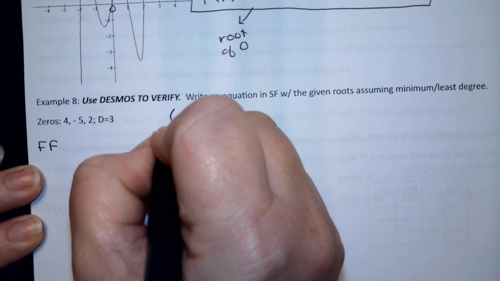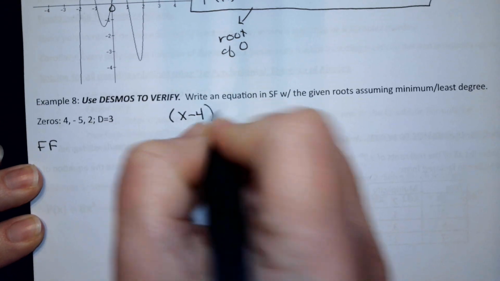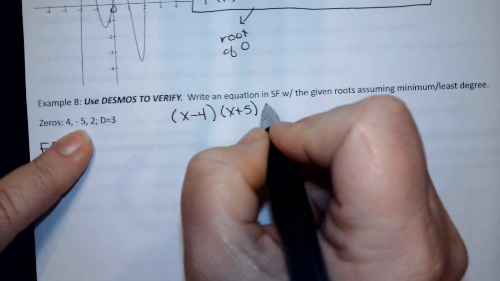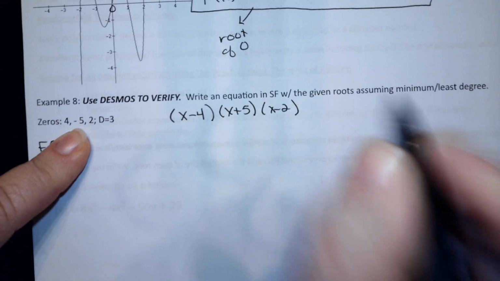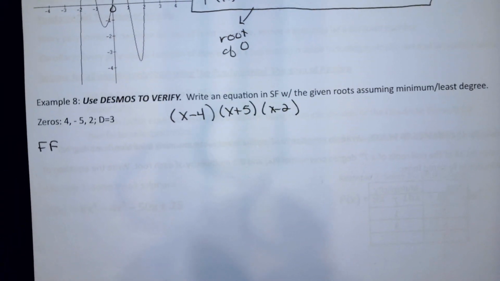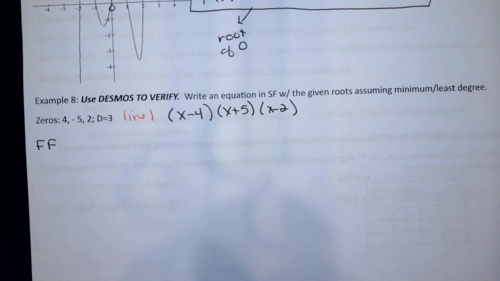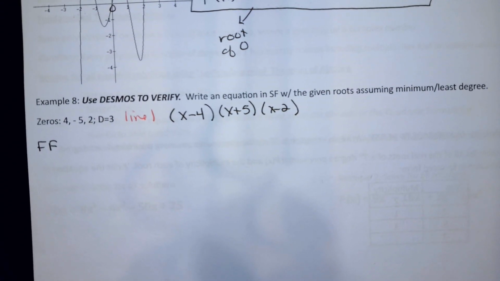Alright, so we've got x minus 4 times x plus 5 times x minus 2. So in Desmos, you would put that in line 1. Now let's change this to standard form.